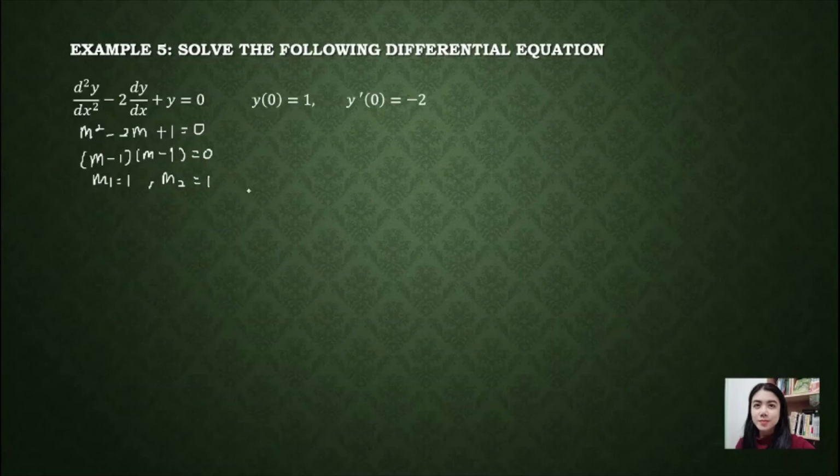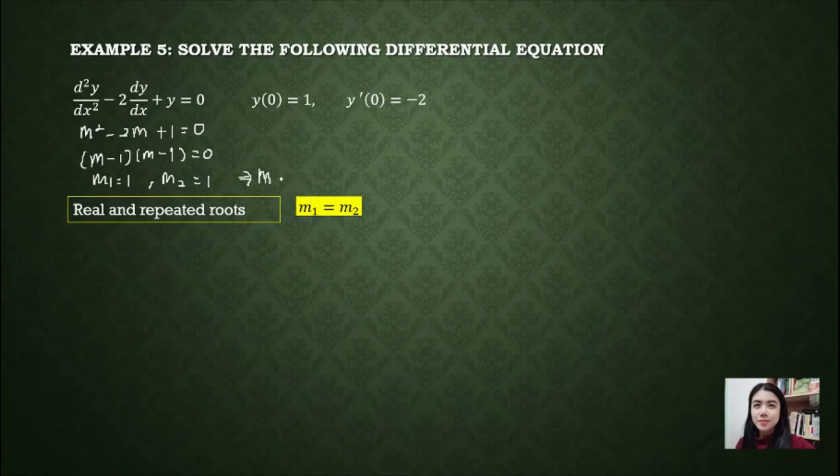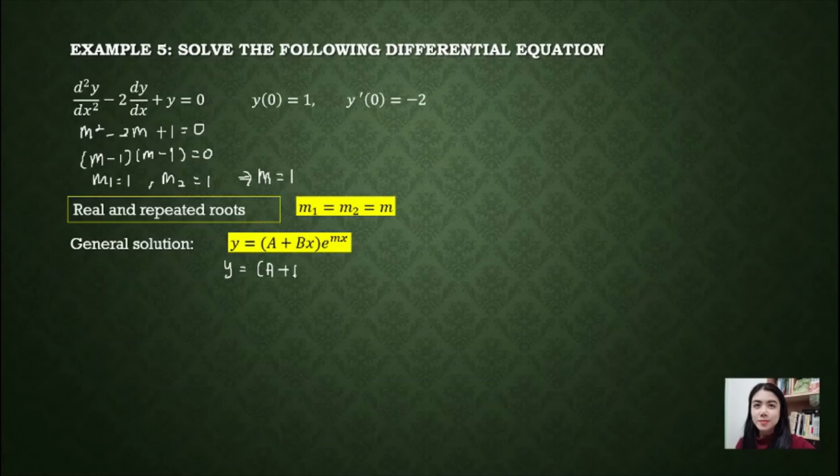So this is a case that we say you have the real and repeated root. Since both of them have the value of 1, it means that you can name it as m only, instead of m1 and m2. So your m is actually 1. Then your general solution will be in this form. So the general solution will be y equal to (a plus bx) e to the power of mx. Okay, the m here is 1, 1 multiplied with x is x. So let's just name it as equation number 1.